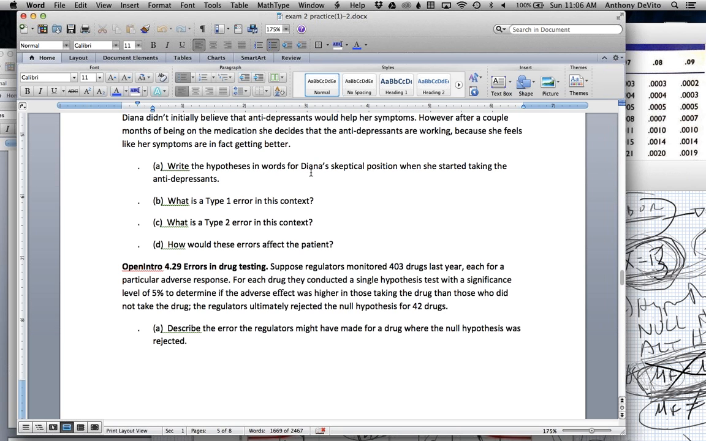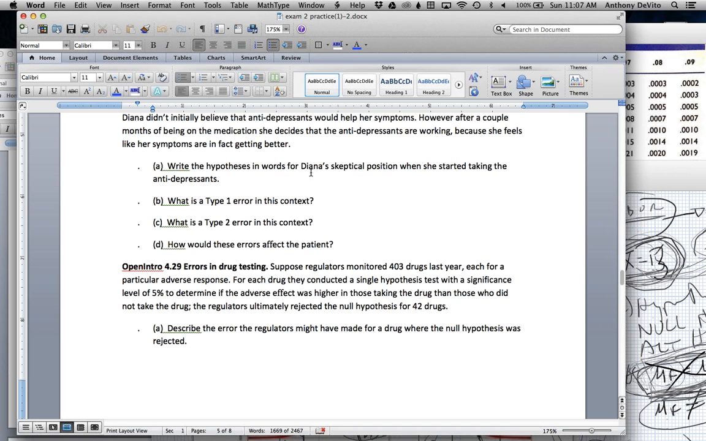So what would be a type 1 error in this context? Well, a type 1 error is if there's some other change in her condition and the pain diminishes, and she attributes it to the antidepressants, but they didn't do anything, right? So she says, oh, I'm going to reject my null hypothesis, there's no difference between taking the antidepressants and not, and accept my alternative hypothesis that there is a difference. That's a type 1 error. That's an alpha error, right?